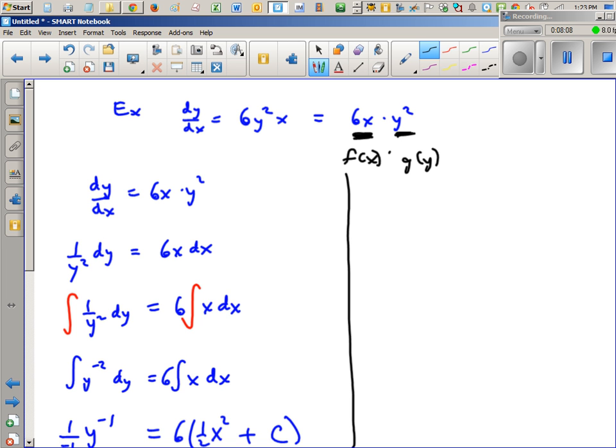And so in the first move on this, I don't usually feel comfortable moving the dx over to the other side. So what I do is I leave it on the left, and I write it like this. So I go dy dx equals 6x times y squared. I start there. And then I move the 1 over y squared to this side. Okay, so these are the right opening moves.